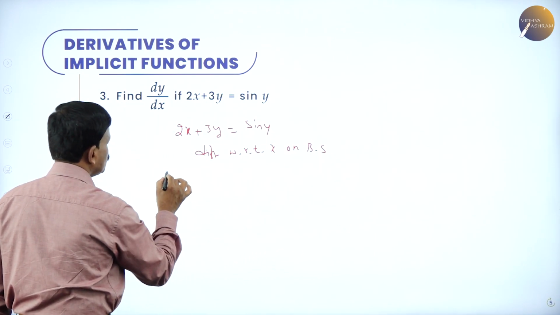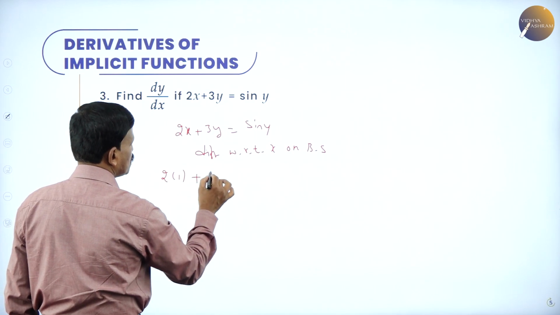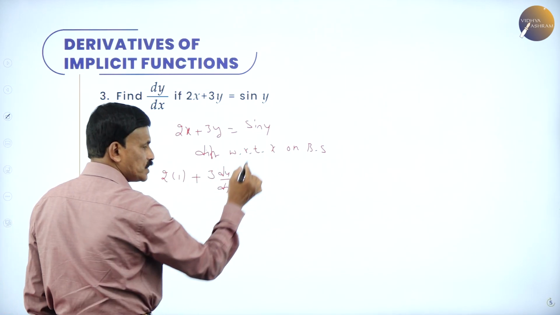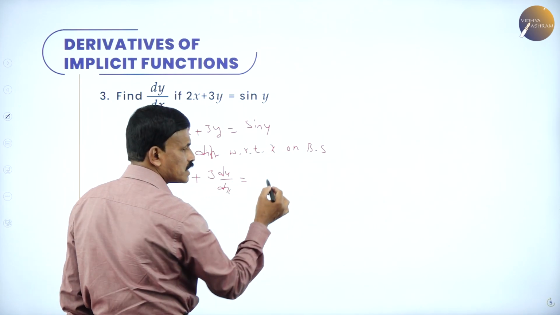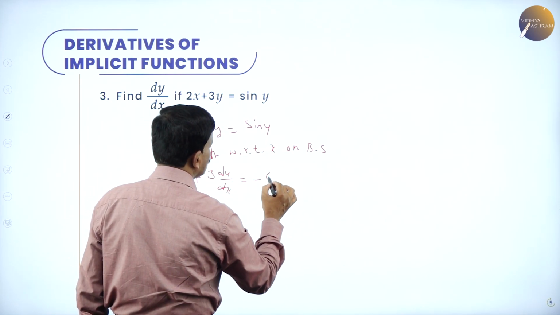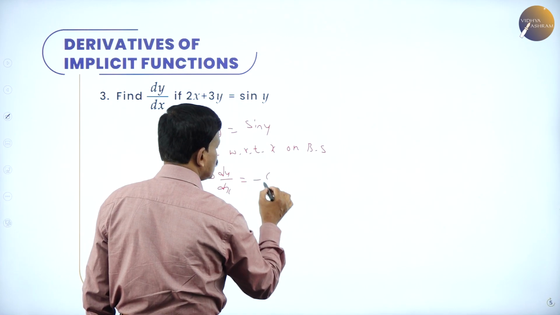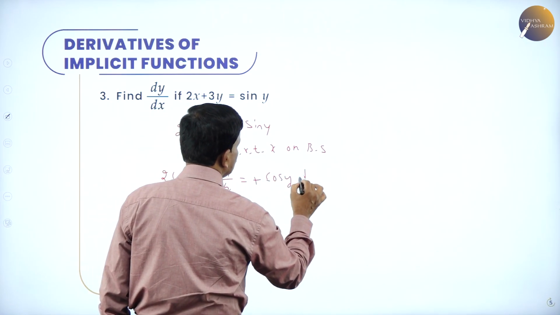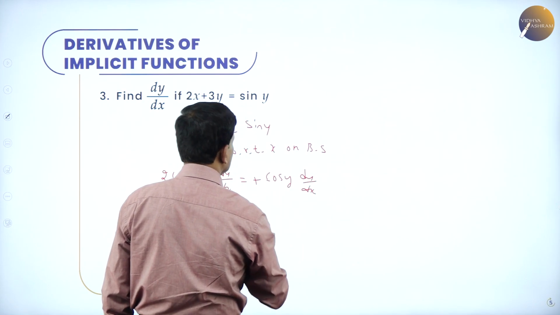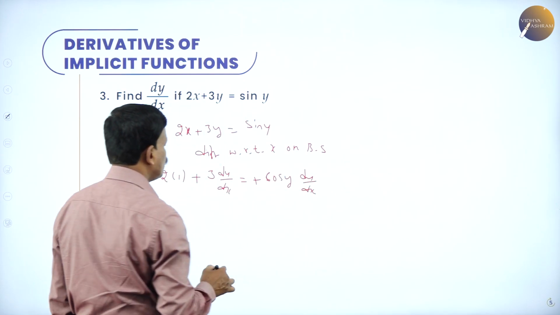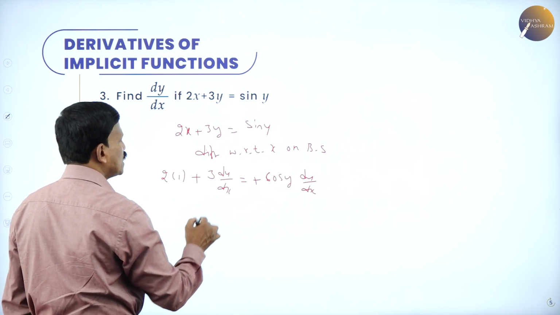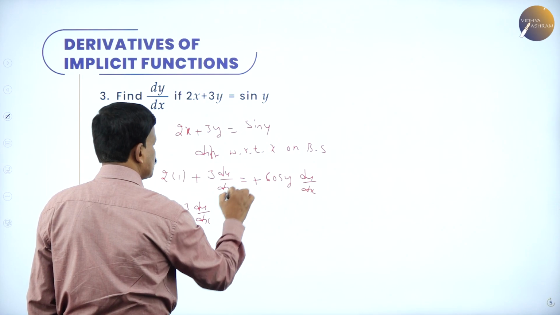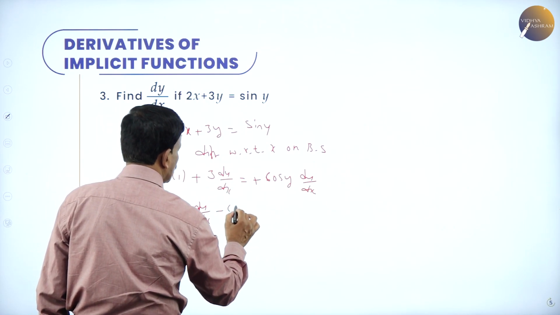If you differentiate this, 2 into differentiation of x is 1, 3 into differentiation of y is dy by dx, is equal to, derivative of sin y, since the derivative of sin x is cos x, so d by dx of sin y is equal to cos y into dy by dx. This is cos y into dy by dx. Now, just transfer this 3 dy by dx and transfer this cos y term to the left hand side.